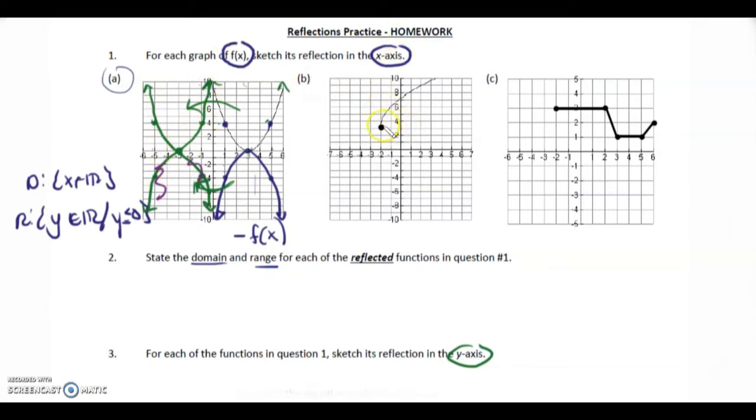Okay, for B, we have something that looks like a root function. So if we reflect it in the x-axis, this point is (-2, 3). So now we're going to go (-2, -3). The y-intercept is just above 7, so the y-intercept is going to be just below -7. And I'm just looking for one more good point. I'm going to go with this here, (2, 9). So I'm going to go with (2, -9).